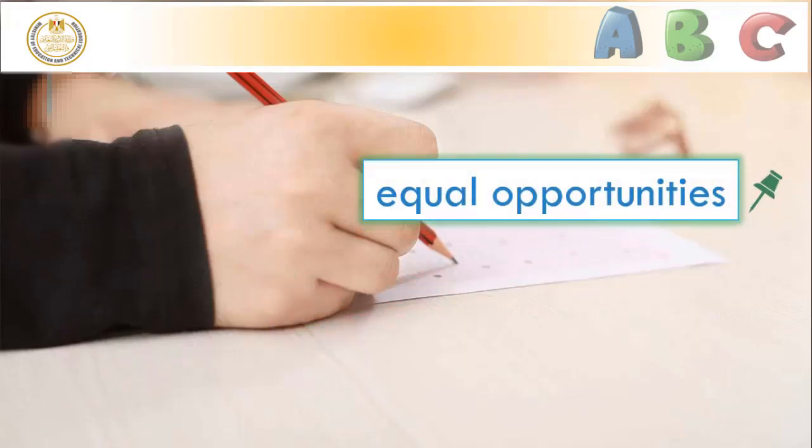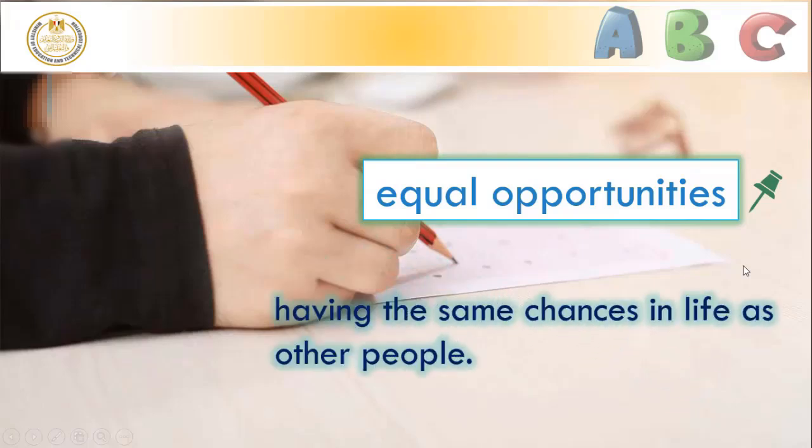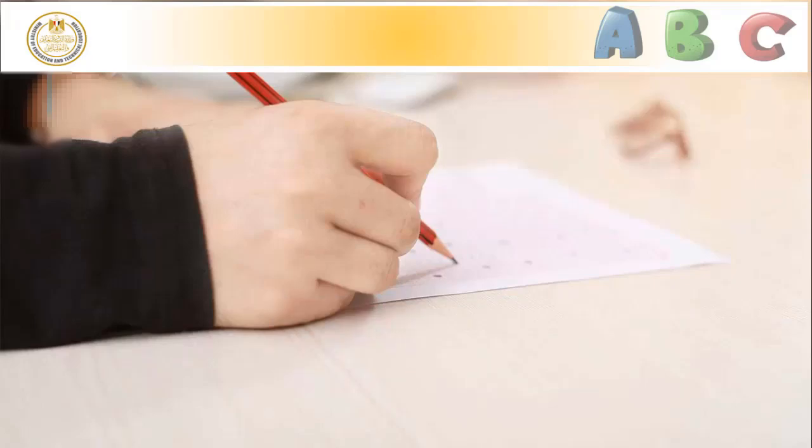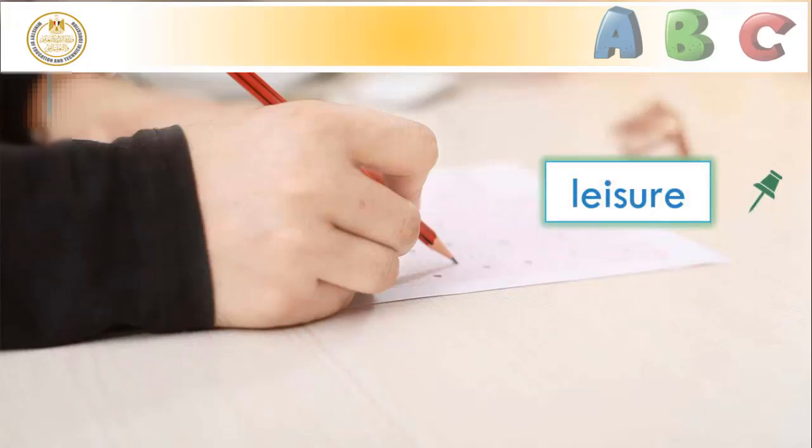Have equal opportunities. In the world, we have opportunities, اللي هي فرص, and equal opportunities, فرص متساوية. It means having the same chances in life as other people. بمعنى having the same chances, أن يكون لدينا نفس الفرص, the same, نفس, chances, in life, بالحياة, as other people, مثل الآخرين.